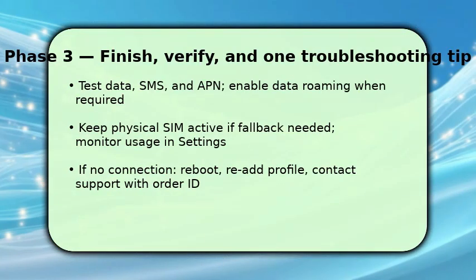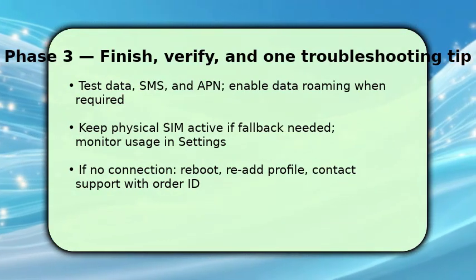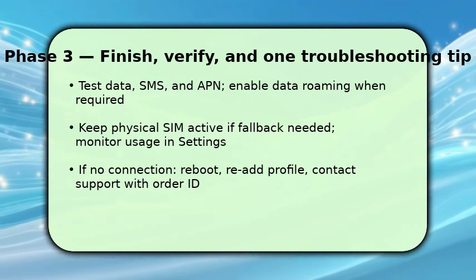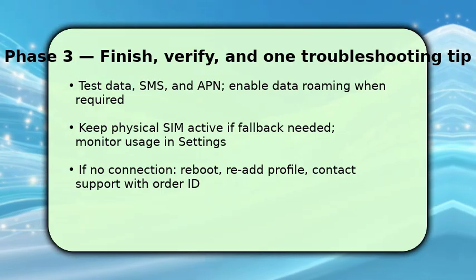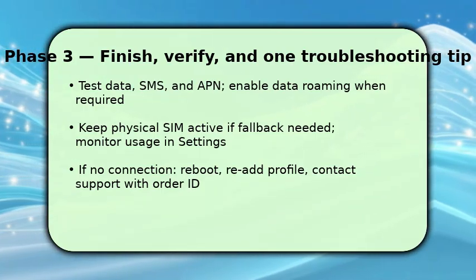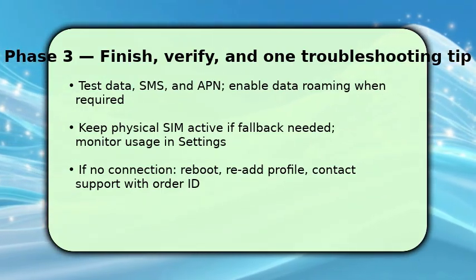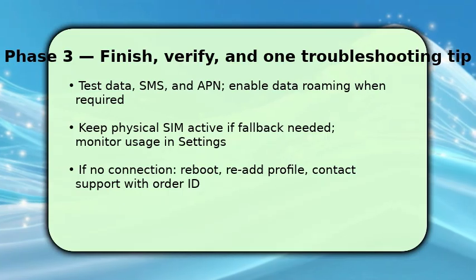You finish by confirming connectivity. Open a browser, send an SMS if included, and check APN settings. Some carriers require manual APN entry to route data correctly. Once confirmed, set data roaming on and monitor usage in settings to avoid surprises.